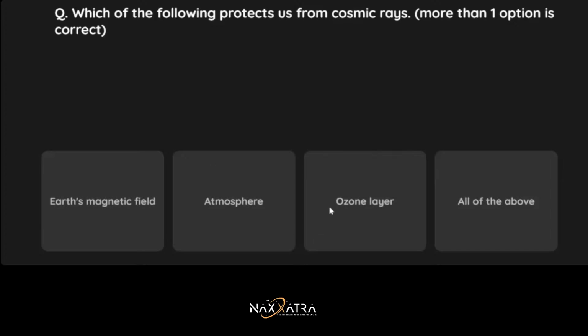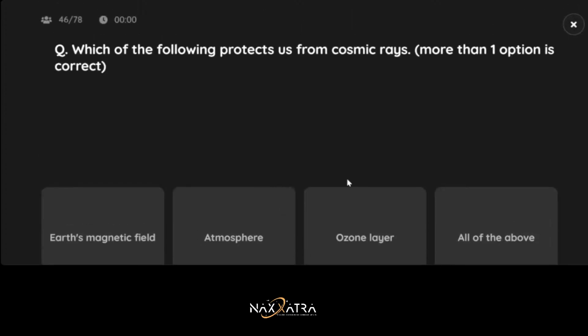And why is it not the ozone layer? Because the ozone layer mainly protects us from UV rays. The UV rays are not cosmic rays, rather they're electromagnetic waves. The correct answer is Earth's magnetic field and atmosphere.